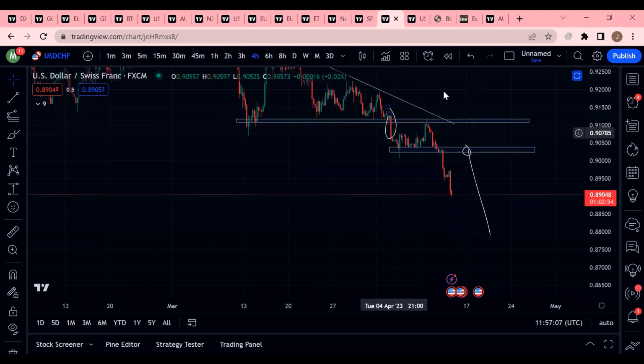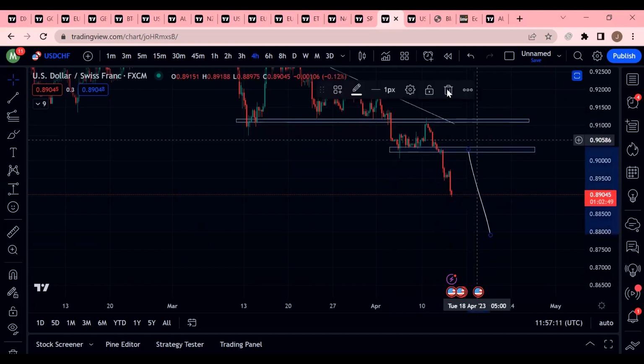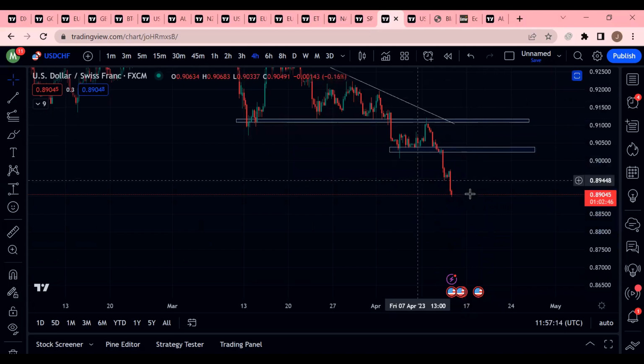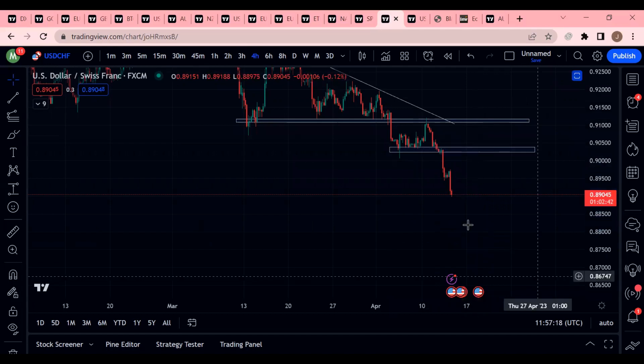Then next week we'll look at whatever is happening in the market. Then we'll continue doing what? Flowing with the market. So this is a break of structure already. We're waiting for a retracement that will continue flowing to the downside.